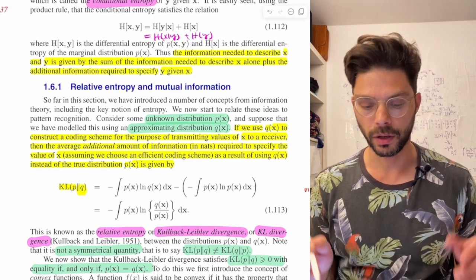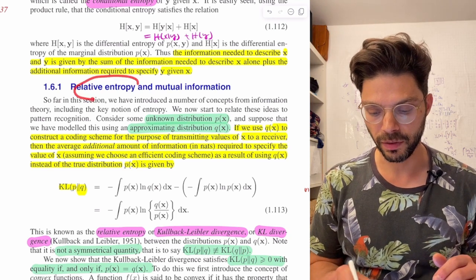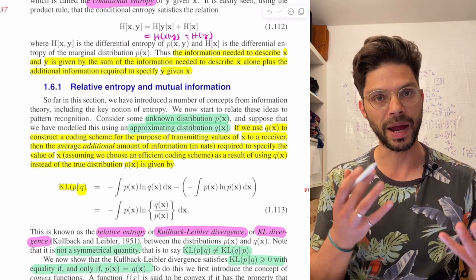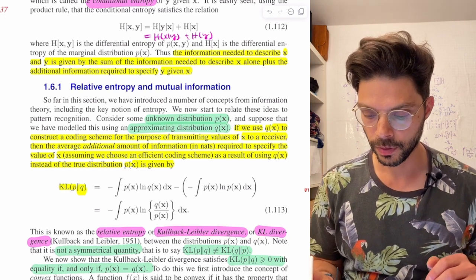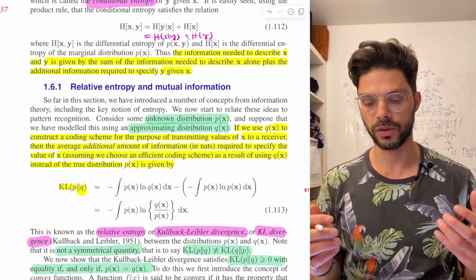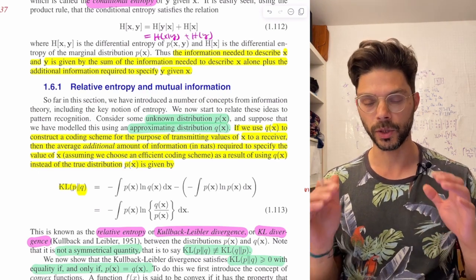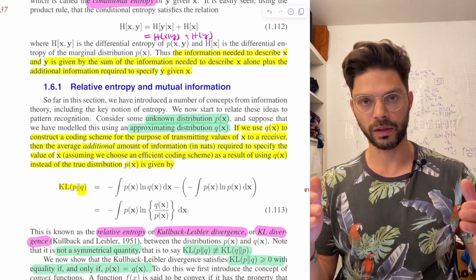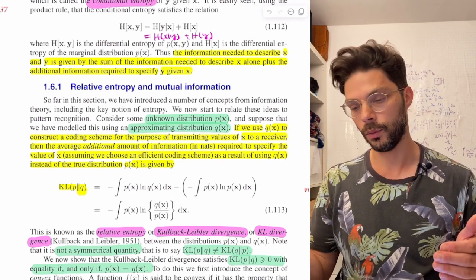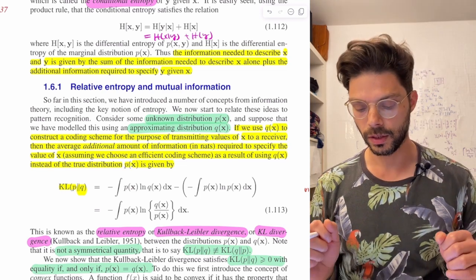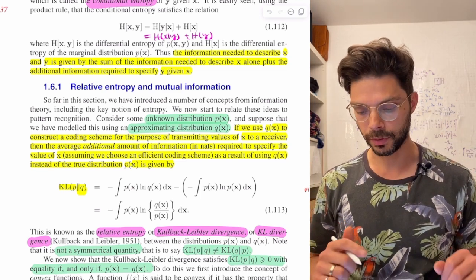And these topics are relative entropy, which is also known as Kullback-Leibler divergence, a way of comparing probability distributions, and mutual information, which is a way of measuring the dependence between two random variables. So really important, and we'll just touch on them here, just enough for what we'll need for the rest of the book. And I'm sure you'll get lots of practice using these as we go through the book.